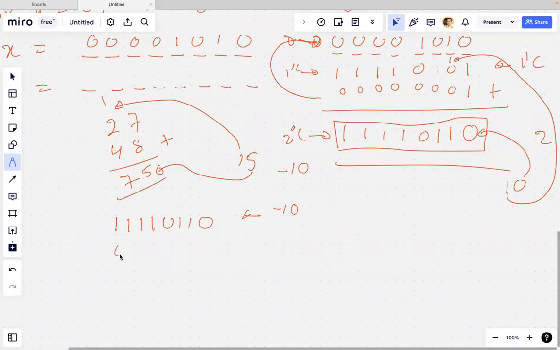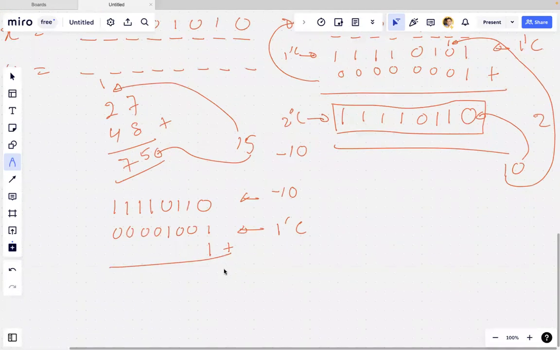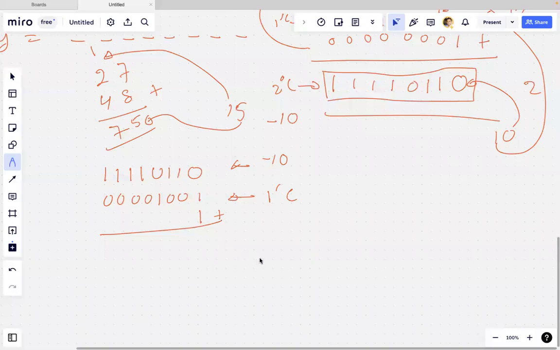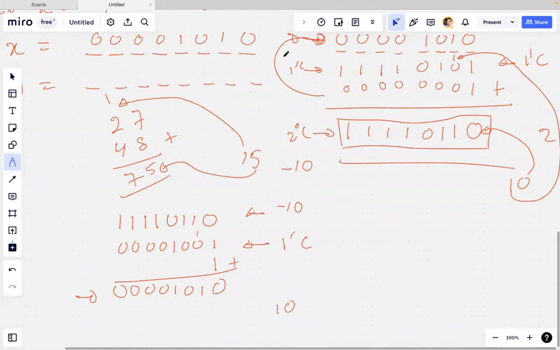Invert the bits. Here 0, 0, 0, 0, 1, 0, 0, 1. Okay, invert the bits. That means 1's complement. After that, you have to add 1. Binary addition. Okay, 1 and 1 is 1, 0. Only 0 you put here. 1 carry forward to this location. And 1 and 0, it is 1. Here 0. Here 1. Here 0, 0, 0, 0. So you can see this value and this value is now equal.